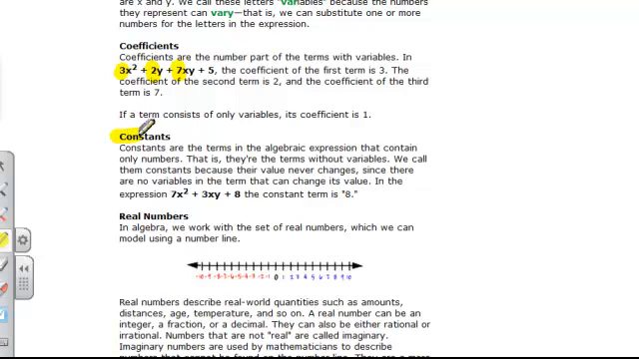So the next term, that leads us right into constants. This 5 right here would fall into the constants category. A constant is a term in an expression that contains only numbers. So it's only a number right here. So that's a very easy definition right there. Okay, let's turn the music back on.